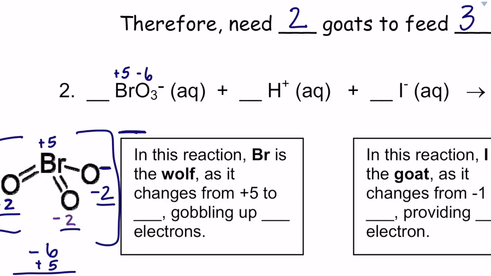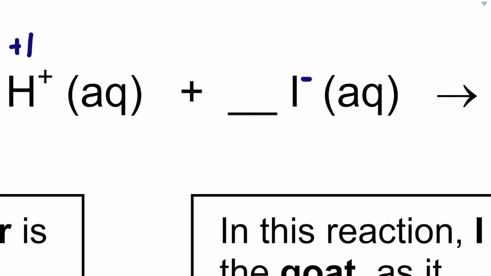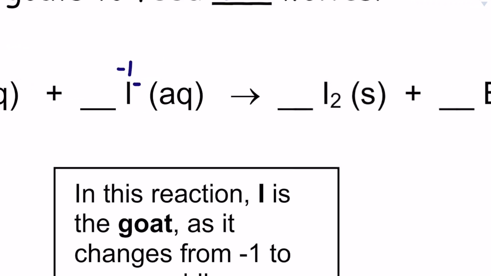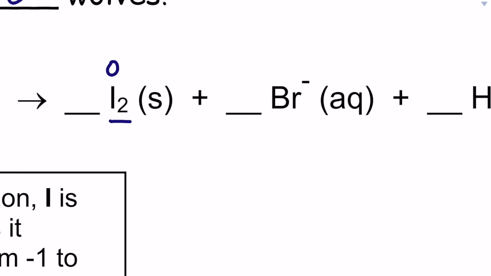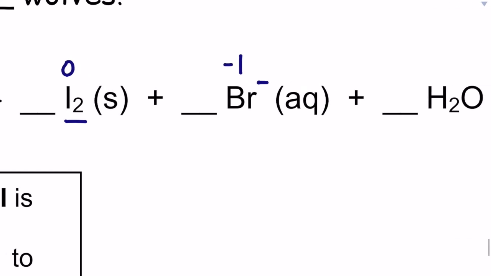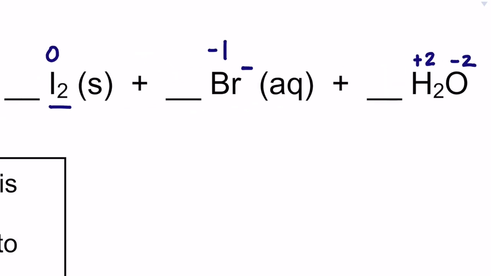Hydrogen is always going to be +1 here. Iodine is in a minus state here, so remember it gets the same oxidation number as its charge, so this is -1. I2 is the elemental state, and in the elemental state the oxidation number is 0. For bromine here, it has a minus charge, that means its oxidation number is -1. And for H2O, our oxygen is always -2, and we have 2 hydrogens, which will be +2 to equal a charge of 0 for the overall species.